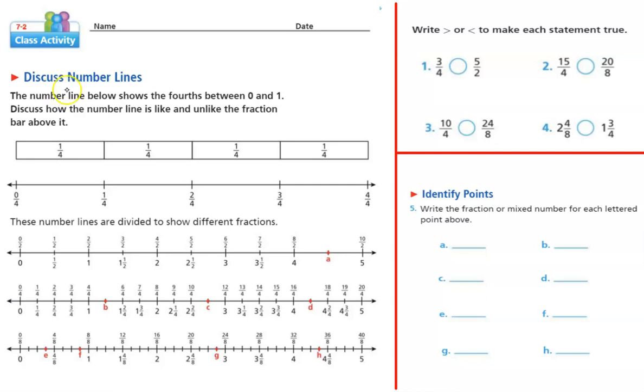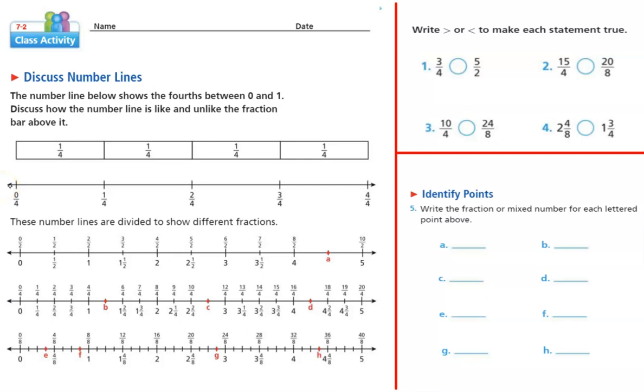So this says, discuss number lines. The number line below shows the fourths between 0 and 1. Discuss how the number line is like and unlike the fraction bar above it. Well, let's talk about what they're indicating up here. This is your fraction bar right here, and this is your number line.